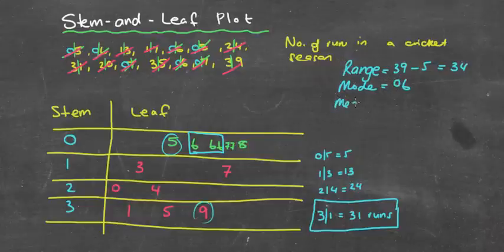Now, the more challenging one is the median. The median, which we know is the middle number. So what we're going to do is cross off one from either end. So we've got 5 and 39, 6 and 35, 6 and 31, 6 and 24, 7 and 20, 7 and 17. Then I've got 8 and 13 left over.